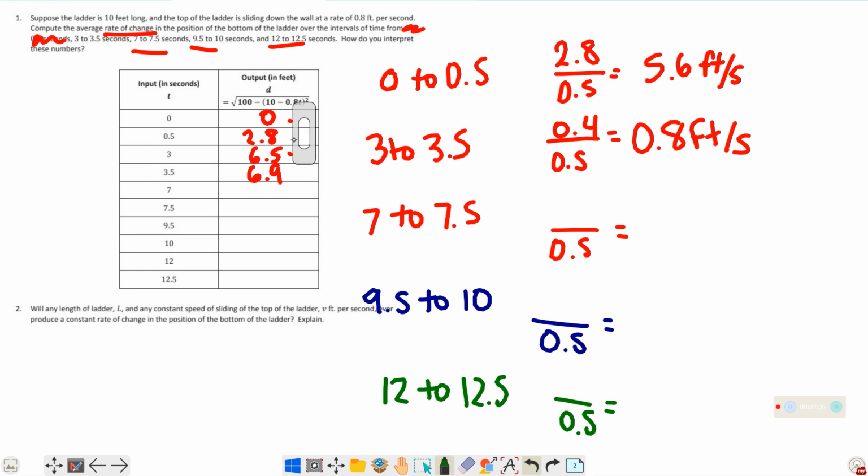Then in number 2, it says, will the length of the ladder L and any constant speed of sliding of the top of the ladder V feet per second ever produce a constant rate of change in the position of the bottom of the ladder? Is this the same rate? No. 5.6 feet per second is much faster than 0.8. So will they ever produce a constant rate? And the answer to that is no.